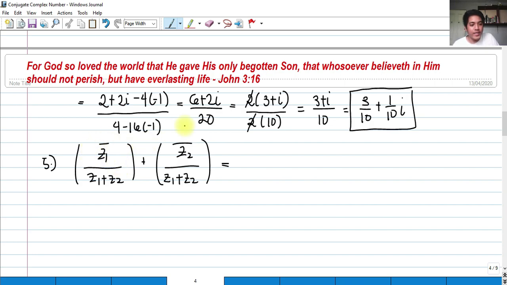The conjugate of z sub 1 is actually negative 1 minus i. That is all over z sub 1 plus z sub 2. We have negative 1 plus i, and that is plus 2 minus 3i. Okay, for this term. And then plus the conjugate of z sub 2, that's 2 plus 3i. And then we have the same denominator as the first term.